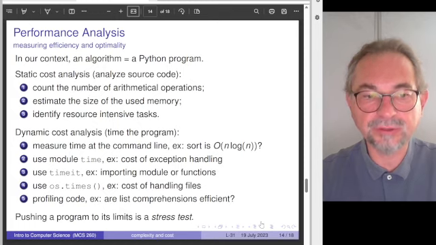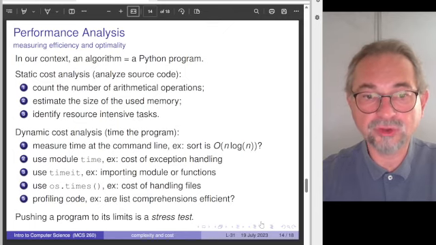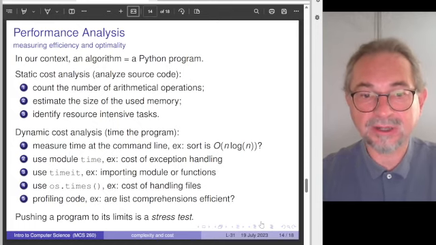So what we can do is that we can measure time at the command line. Python provides a time module. There is the timeit, there is the OS time, and then there is also the profiling of the code.